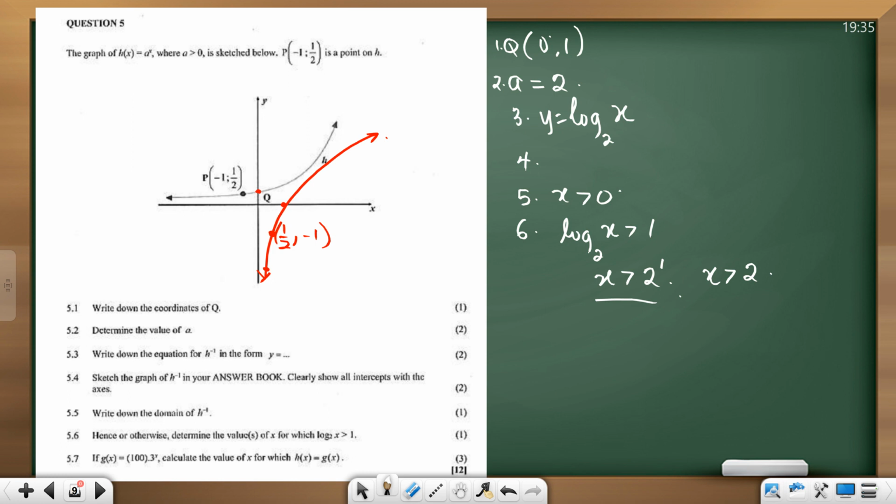Is this what you guys are crying for? They said h of x is equal to what? G of x. What is h of x, by the way? Power x, right, is equal to what? 100 multiplied by 3 to the power x. Divide both sides by 3 to the power x. What do you?